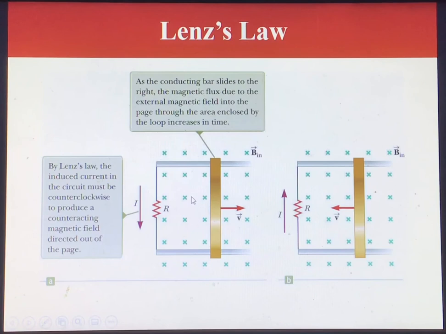So Lenz's law simply tells me that the EMF is induced in such a way that the current is going to flow in a direction such that the magnetic field generated by the current is going to oppose the original magnetic field creating the current. So in this example, since the magnetic field is pointing into the paper, the current is induced in the counterclockwise direction, such that if I were to calculate the magnetic field generated by the induced current, then the magnetic field generated by the induced current will be pointing out of the paper.